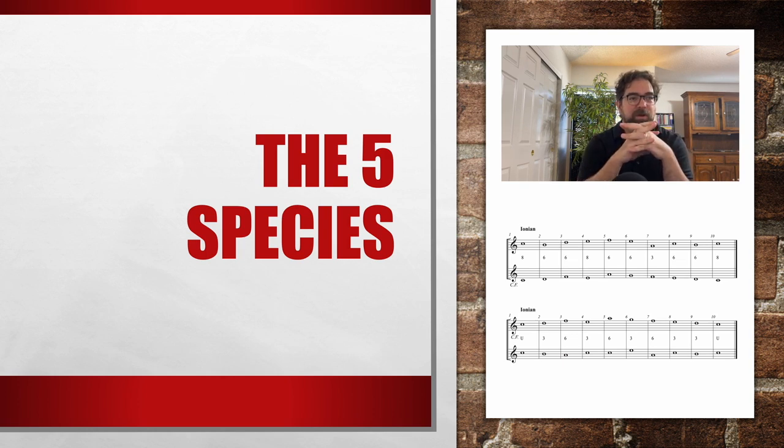And what I'm going to do is show you how first species becomes second, becomes third, becomes fourth, and eventually fifth species, where you're combining all 4 species of counterpoint into one cohesive composition that's really interesting to listen to. So what does species mean? Very briefly, species just means type. So there are types of counterpoint and there are stages.